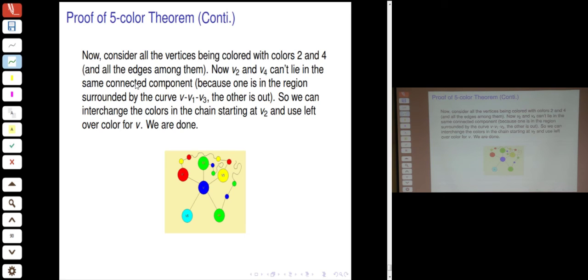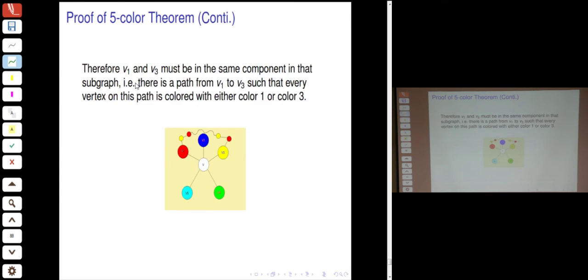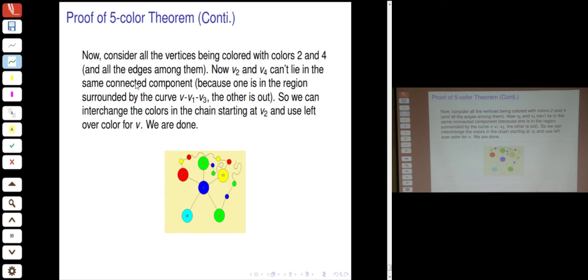So we can swap the colors. For example, we change V2 to green. Then blue is available. Sorry, what was the original? The original color of V2 is blue and V4 is green. So we look at the component containing V2 and swap blue to green, green to blue. This is still a coloring, but now we have 2 greens connecting to V. So the deep blue is available, and you can color this one using deep blue. So this is a good 5 coloring.